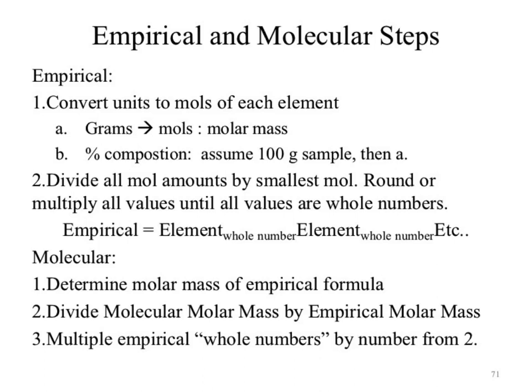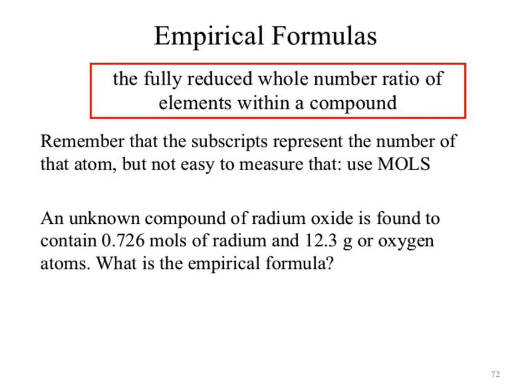All right? So let's take a look. Here's a sample. An unknown compound of radium oxide is found to contain 0.726 moles of radium and 12.3 grams of oxygen. What is the empirical formula? So first step, critical thinking. Is this a proper question for empirical formula?